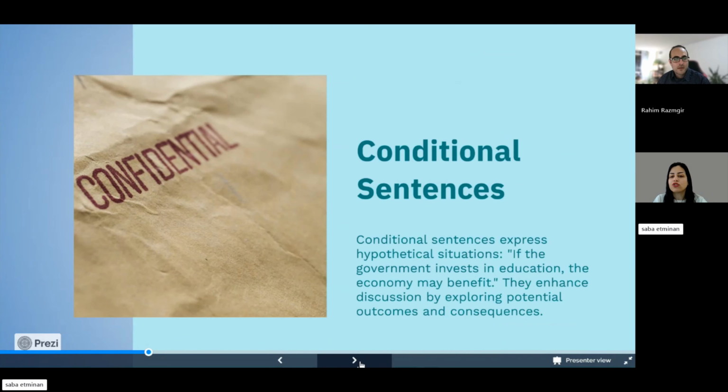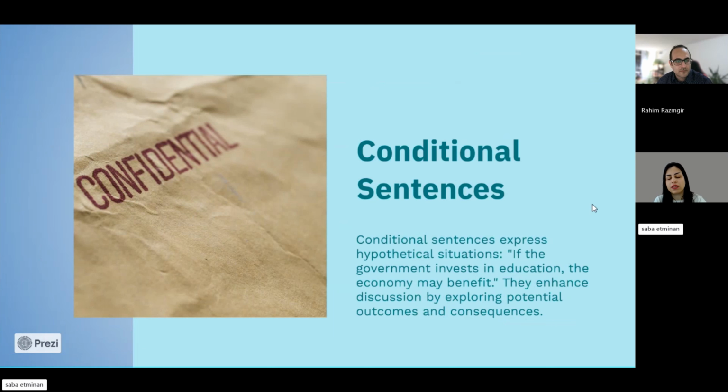And then conditional sentences. As we know, the name implies that conditional sentences express hypothetical situations. Here I read the example. If the government invests in education, the economy may benefit. So if this is the condition, then the result will be something. They enhance the discussion by exploring potential outcomes and consequences. We can just talk about some results.